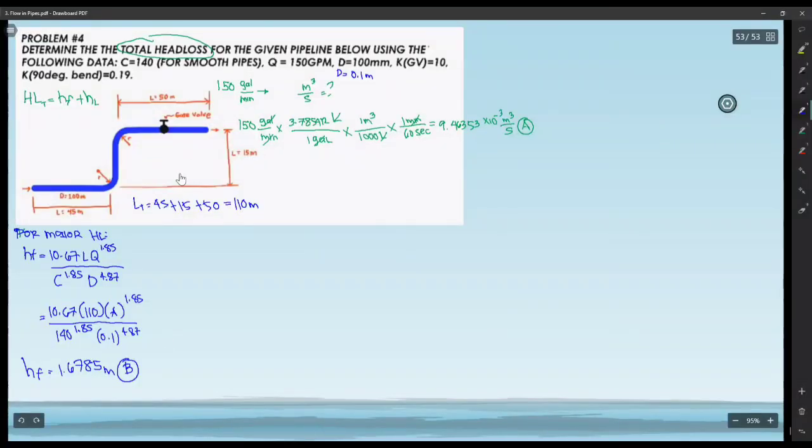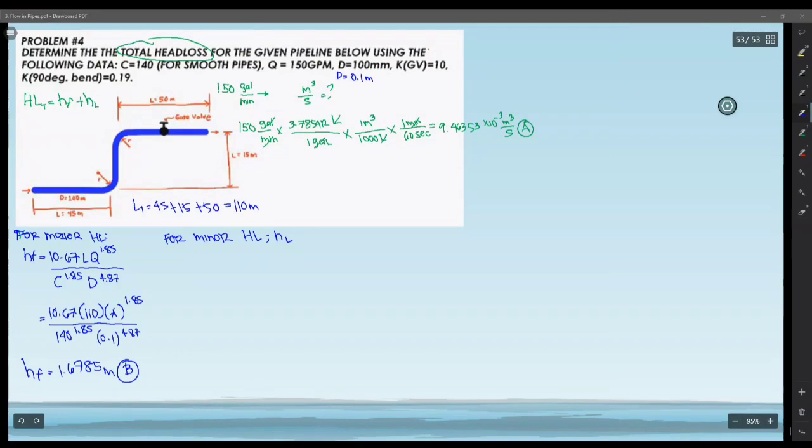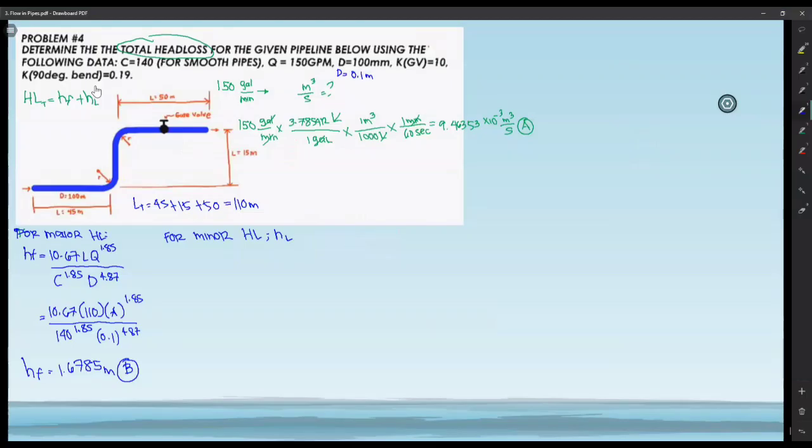Okay, so this time, dumaan naman tayo doon sa mga minor losses. So, for minor head losses, o yung para sa ating H sub L, ang i-consider natin dito is para sa gate valve and for the 90-degree bend. Kung maaalala, di ba yung ating formula for minor head loss doon sa table na pinakita ko, yung head loss mo is equals lang sa K, kung ano mga factor yan, multiplied by the velocity head.